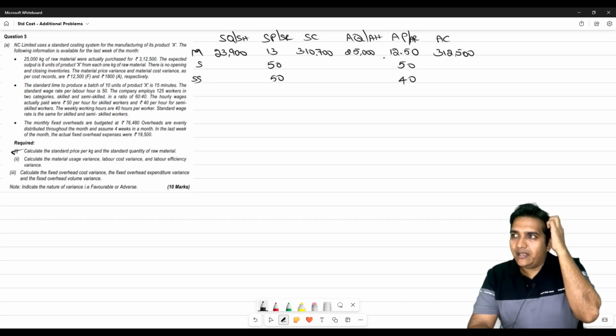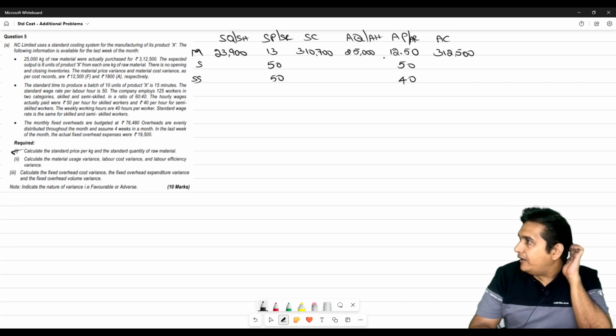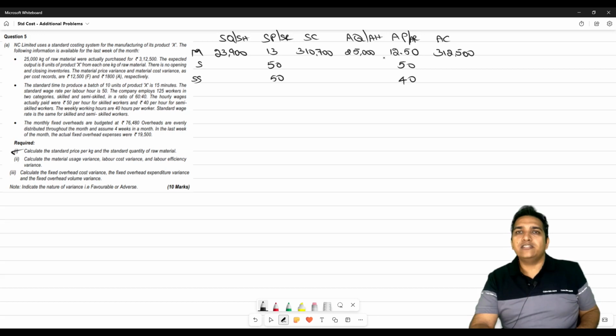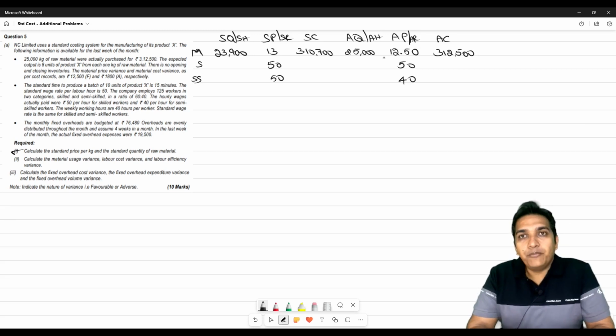Now this is the information which is given in the question. How do we calculate other things? We do not have the standard cost, we do not have the actual cost, and they have not even given us any variances. They have not even given us labor cost variance or labor efficiency variance or labor rate variance. Where do we begin? The first thing we will do is compute our standard hours.